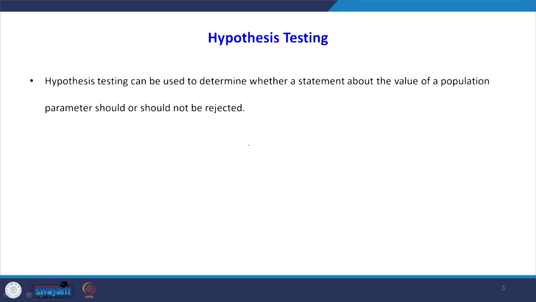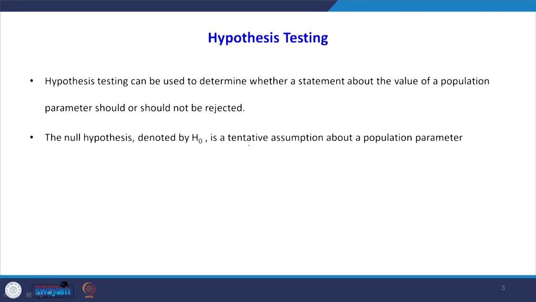Hypothesis testing can be used to determine whether a statement about the value of the population parameter should or should not be rejected. So hypothesis is nothing but some assumptions about the population parameter. We know that most of the populations which we are going to study follow a particular distribution, for example a normal distribution. So normal distribution has two parameters, one is mean and the other is variance.